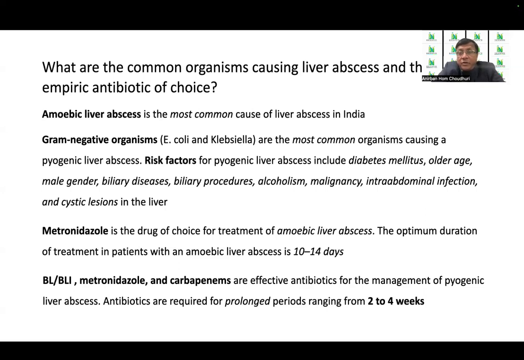So it is very important to consider the albumin levels also in these patients, because although we administer antibiotics IV, ultimately the antibiotics reach their site of action, that is the liver, in bound form, and for which the amount of albumin is necessary.